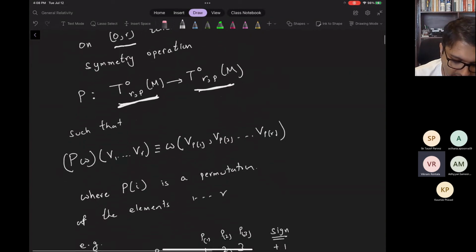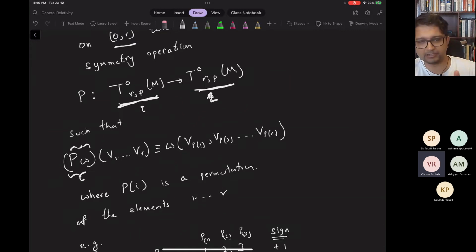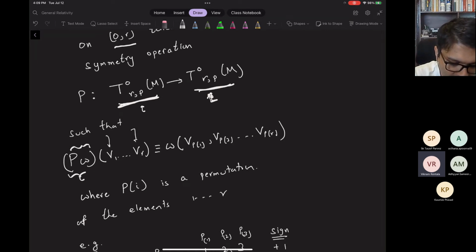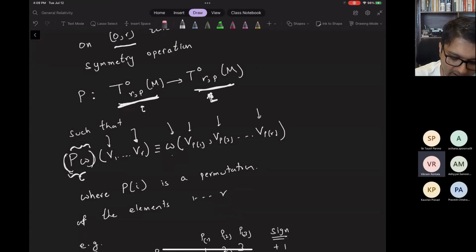Okay, and the definition of what we mean by P omega is this. P omega is another tensor of type 0R, but the way this tensor is defined is by its action on vectors that you supply it as inputs. If I supply it the vectors v1 through vr as inputs, then by definition P omega acting on v1 through vr just gives you omega acting on a permutation of the v's, so v_P1, v_P2, up to v_PR, where P1, P2, up to PR are a permutation of the indices 1 through R.